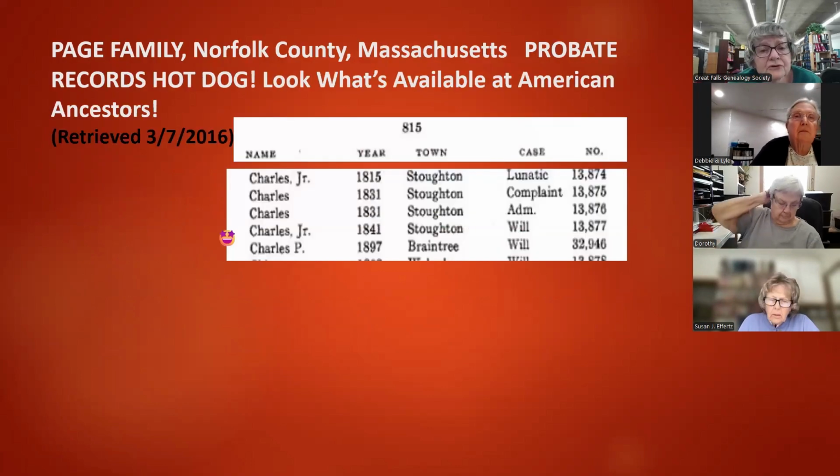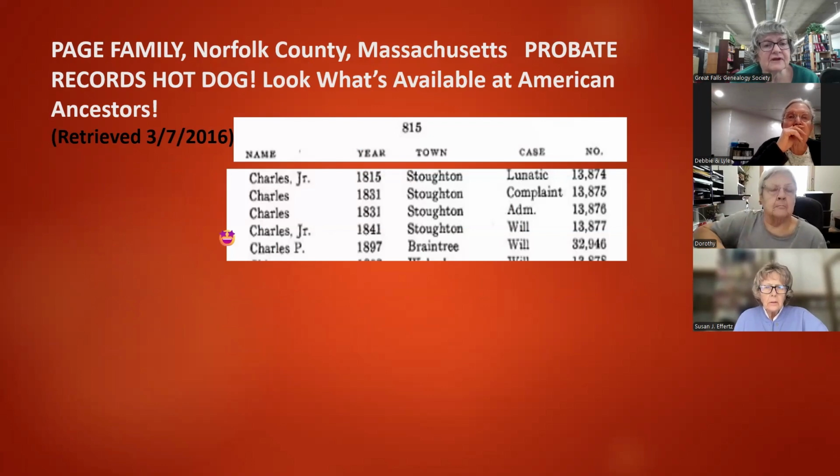So without further ado, I want to show you my husband's family. They were in Norfolk County, Massachusetts, really early on, from about 1695 forward. I was interested in his Page family, in trying to see what might be available. And if you notice, I retrieved this stuff in 2016. I'm deliberately showing you some things that were available then because the best that I could get was, at that point, a look at what was available.